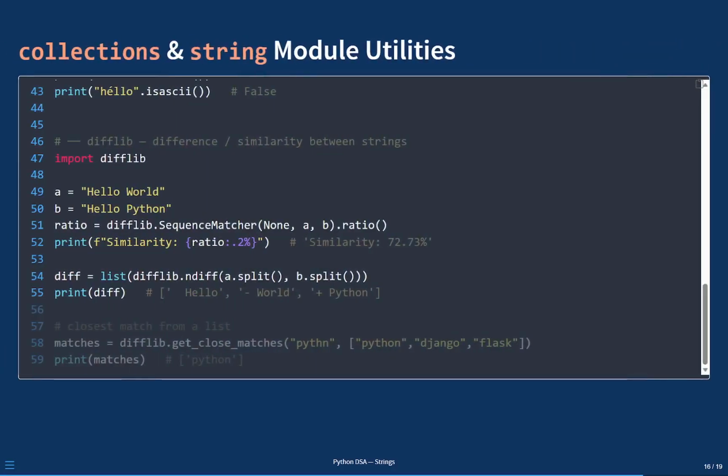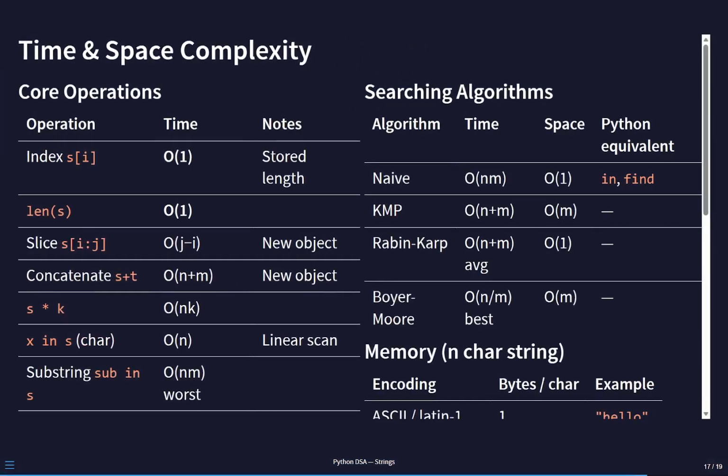get_close_matches finds the closest match from a list of candidates, useful for spell checking, command line argument suggestions, or fuzzy search. ndiff produces a human-readable diff of two string lists. Next, the full complexity reference. Print this and keep it close.